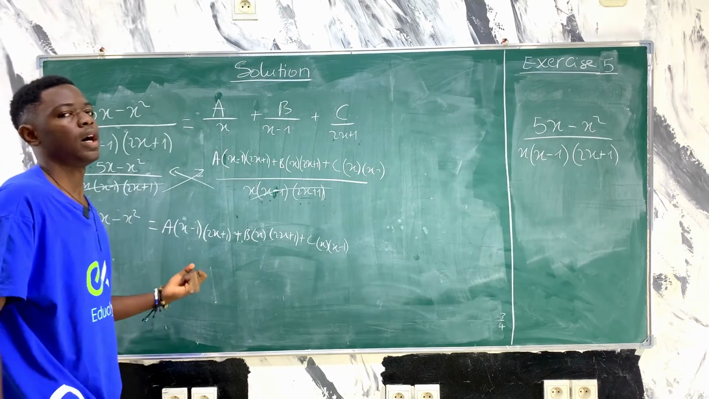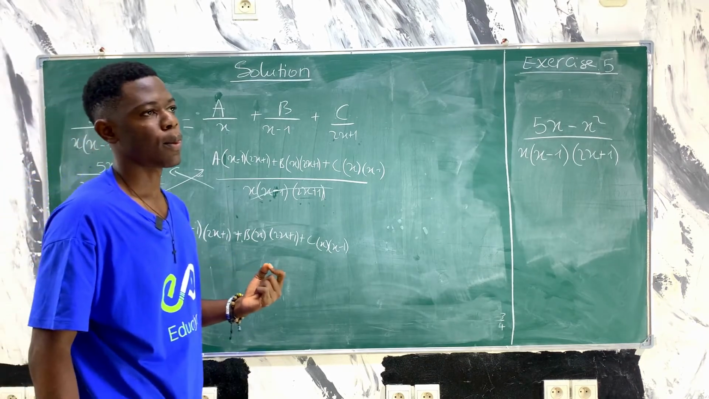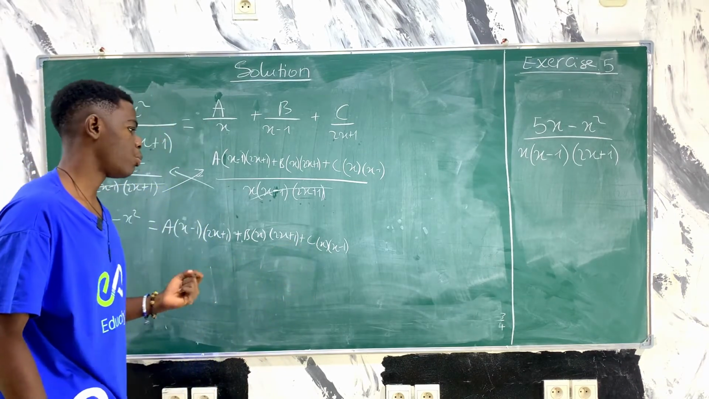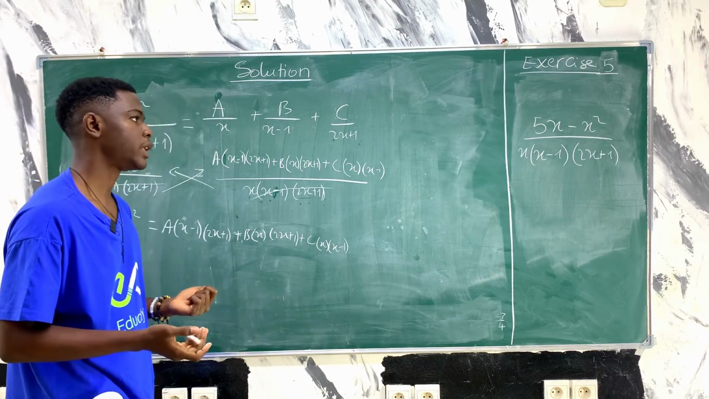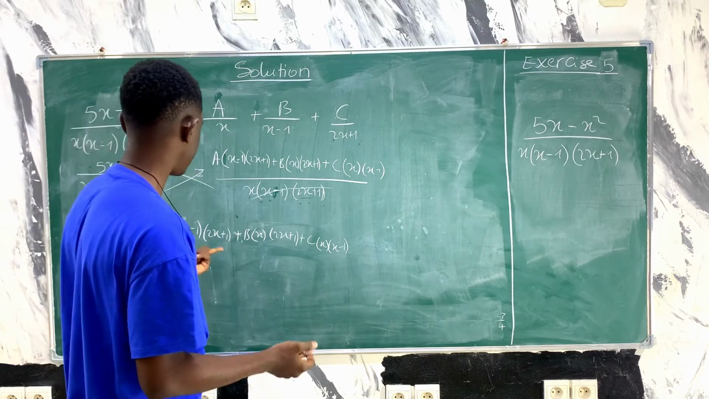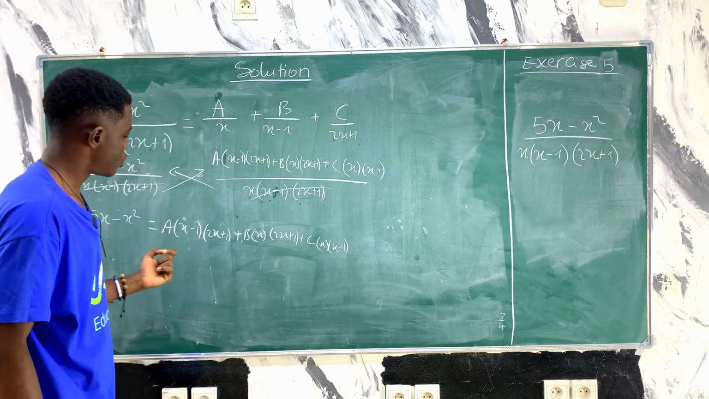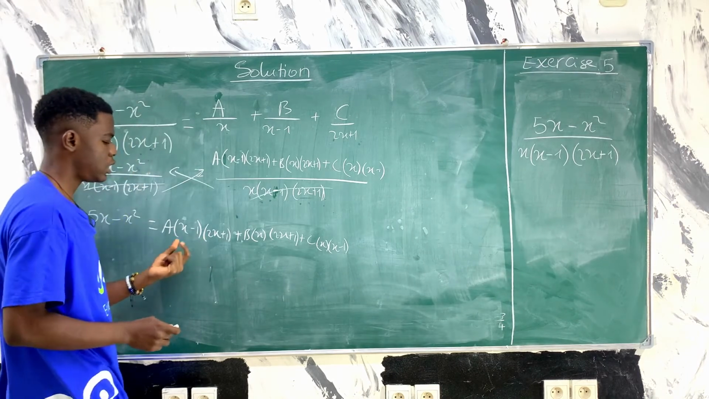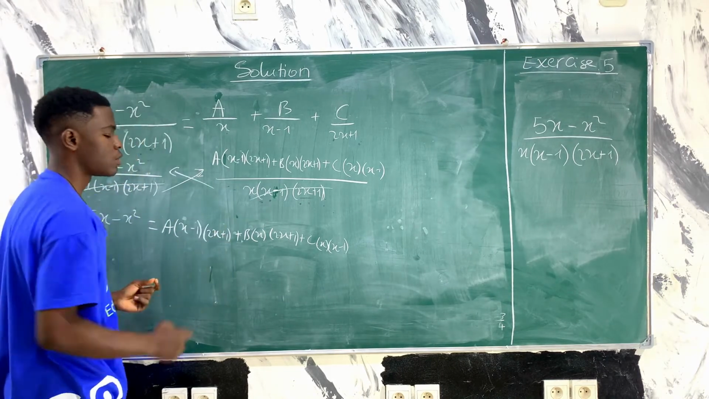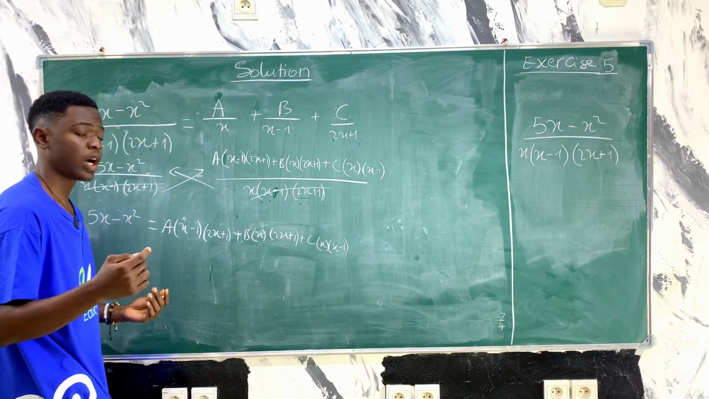So from here, you can either expand and compare the coefficients, or you can substitute values. You can let x to be anything depending on the equation that I have here. So depending on this, what value of x can I put here to make all of this to be 0? We can all see with our eyes that it is 1.